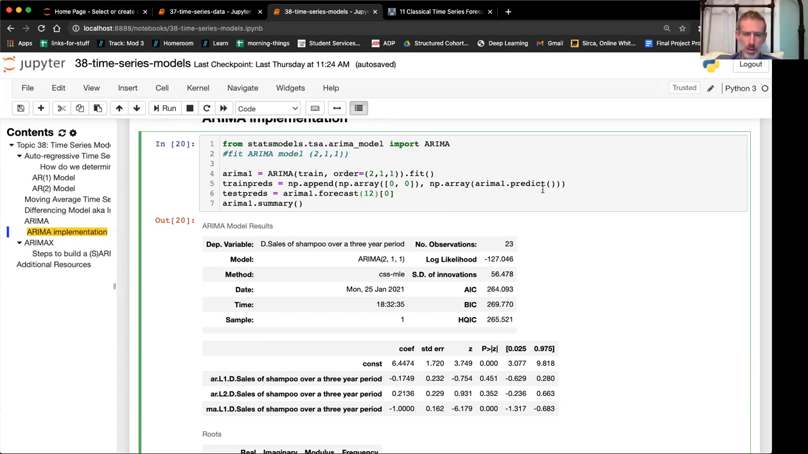Wait, but it's one number? I'm so confused. It's a little bit different. So you're saying this is the test that we're predicting, and we're just seeing if it matches, if it predicted correctly.